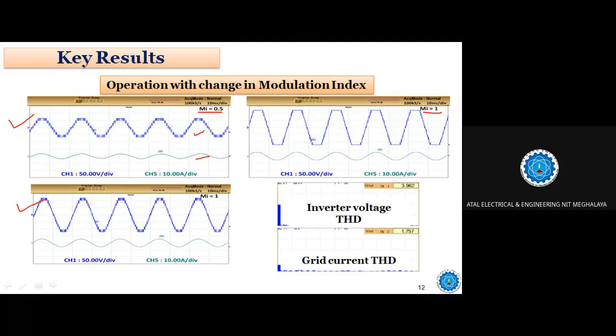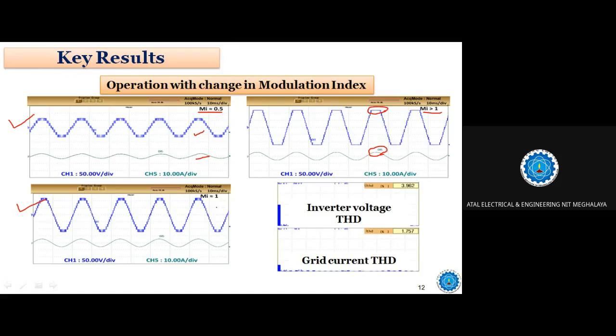In the second case, what you have tested here, maintaining the modulation index nearly more than 1. If you take it more than 1, you can see here the upper level in the output voltage is more flattened, right? So as the upper level is flattened, that will also incur more harmonics. And also the grid current, if you look clearly, on the top of the grid current is somewhat flattened. So obviously it is not a clean sinusoidal waveform, and harmonics will be more.